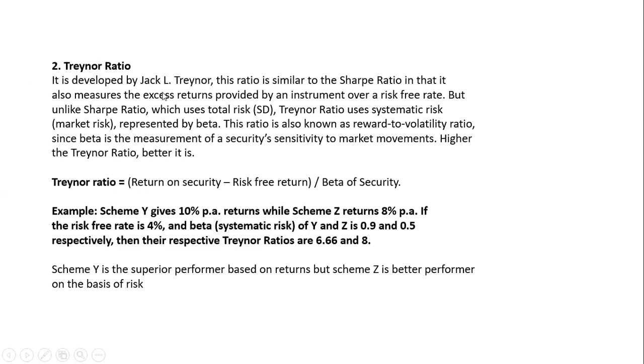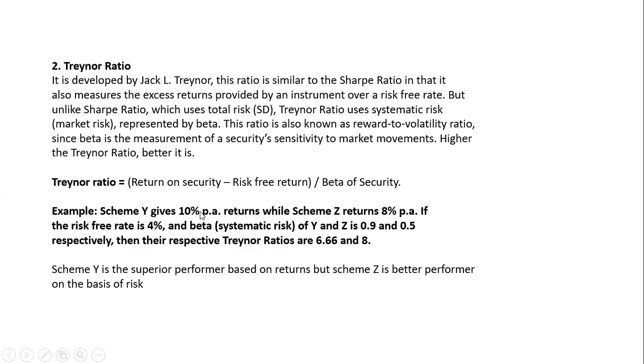The Treynor ratio was developed by Jack Treynor. This ratio is similar to Sharpe. The numerator is the same, return on security minus risk-free return, but the denominator is different. That is the beta of the mutual fund. Treynor uses the systematic risk, the risk which is called market risk, which cannot be avoided. This is represented by beta. It is the sensitivity to market movements. When the market is going up or down, beta will measure the security's sensitivity to market movements. The higher the Treynor ratio, the better it is.